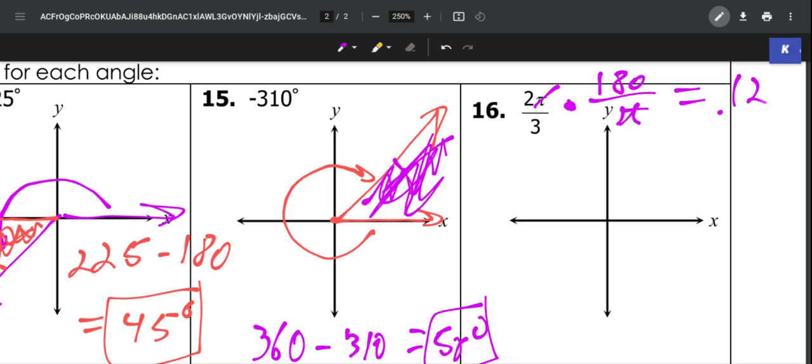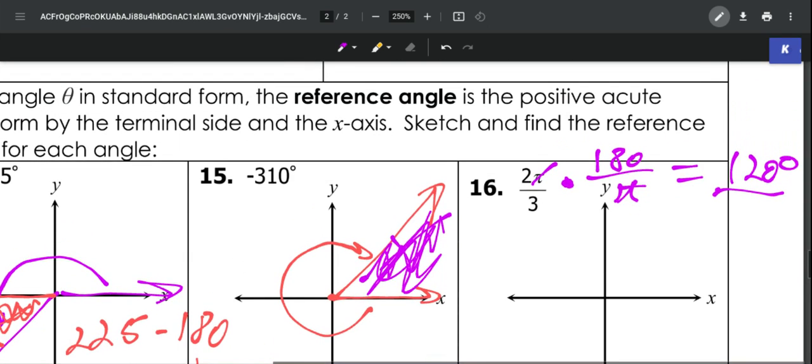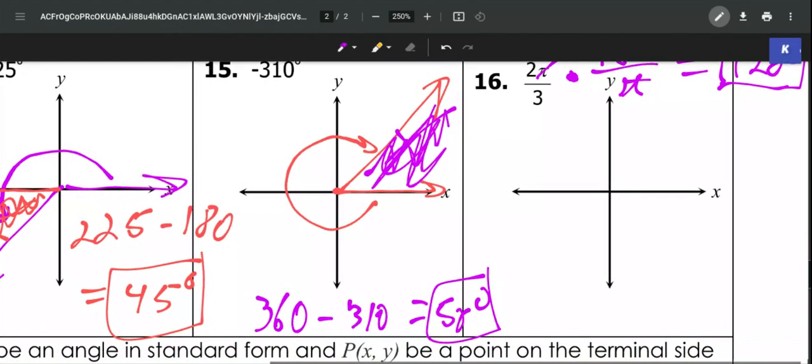So this is actually 120 degrees. So 2 pi over 3 is 120 degrees. That's a positive number, so we're going to start out at this initial side, and we're going to open up counterclockwise to 120, which would be right about there. It would be in between 180 and 90 degrees.